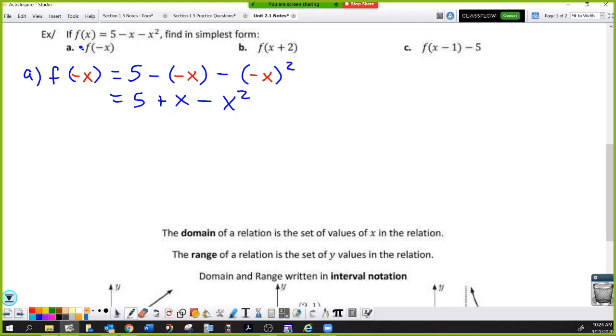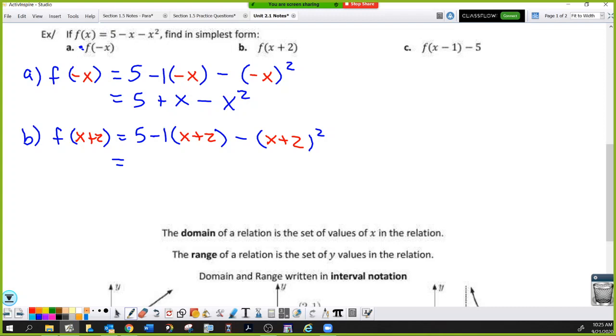Part B, this one is also telling you to replace x with something. It's telling you to replace x with x plus 2. So everywhere there was an x, I will open a set of parentheses, and I will drop in that x plus 2. So once again, that minus sign in front of that first set of parentheses can be thought of as a -1. So here what we did was -1 times negative x. Well, here, when you have that -1 in the front, you need to distribute the -1 to the x and the 2.